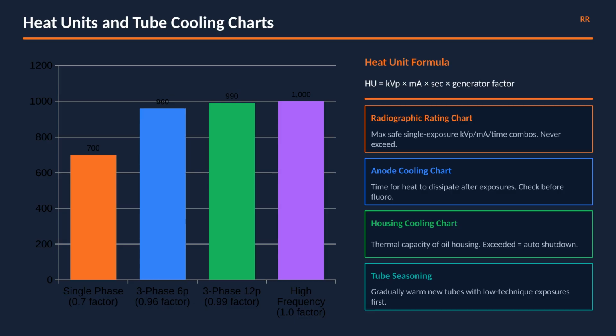The anode cooling chart shows how quickly heat dissipates between exposures. Essential before fluoroscopy or rapid series imaging. The tube housing cooling chart shows the thermal capacity of the insulating oil housing. Exceeding the housing limit activates an automatic thermal cutout. Your exposure terminates to protect the equipment.